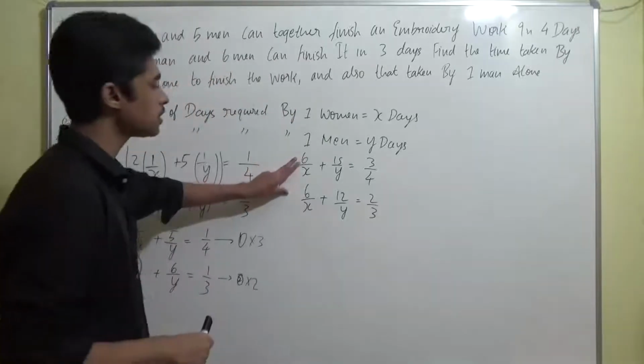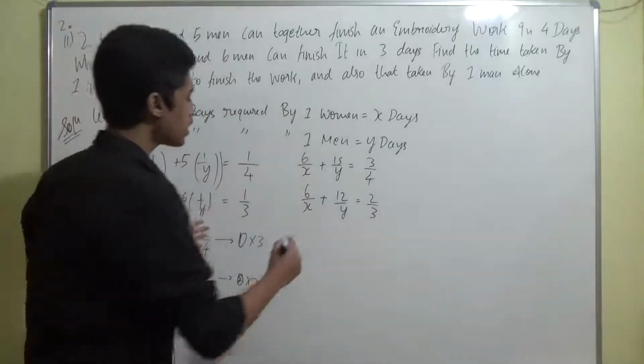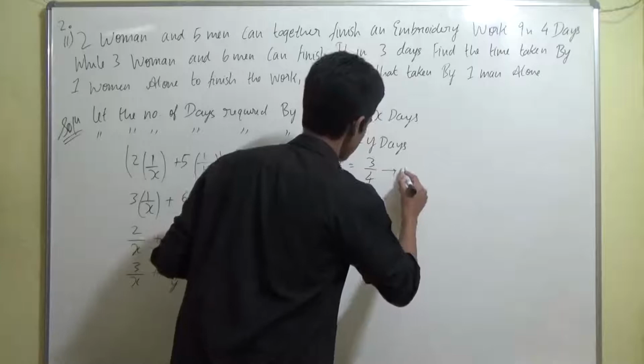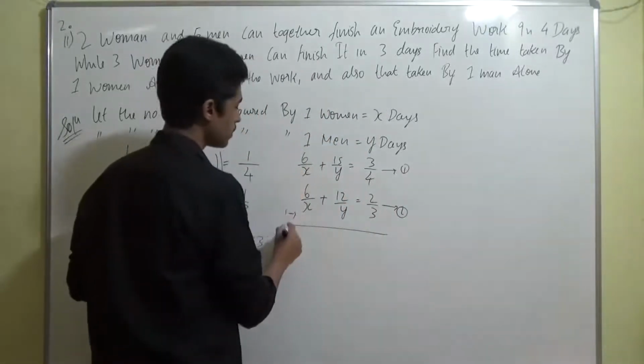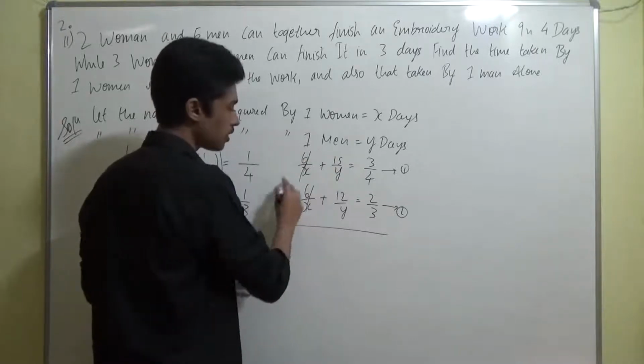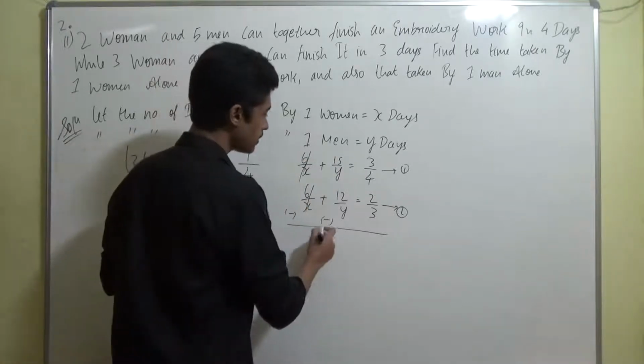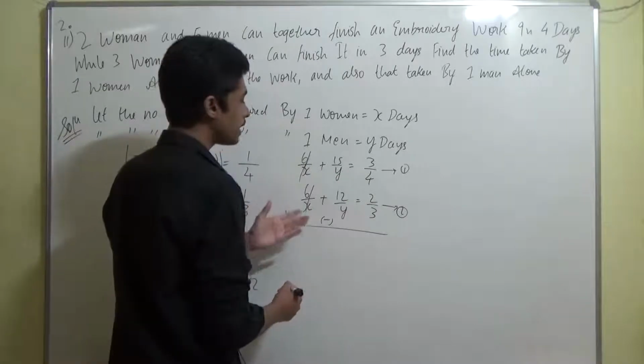Now if you see, these two terms are the same, right? Now what I'll do, if this is your equation 1 and this is my equation 2, I'll just subtract them so that the x term will get cancelled out. This whole term got cancelled out with this whole term. Now if you subtract this, this becomes like 15y minus 12y.